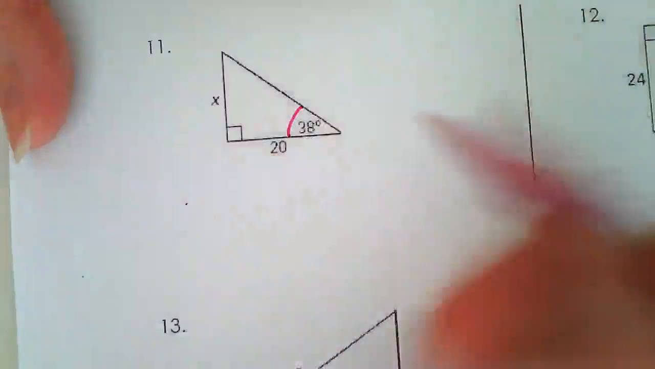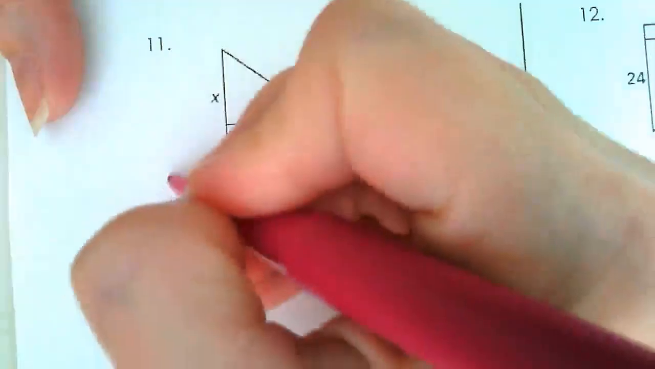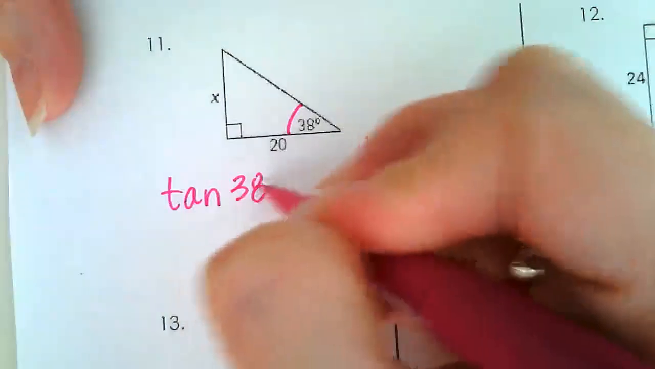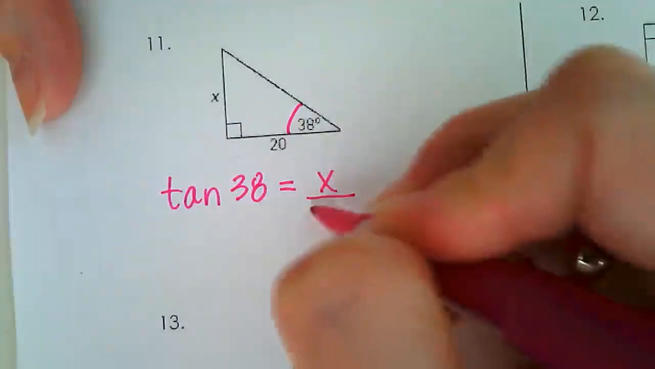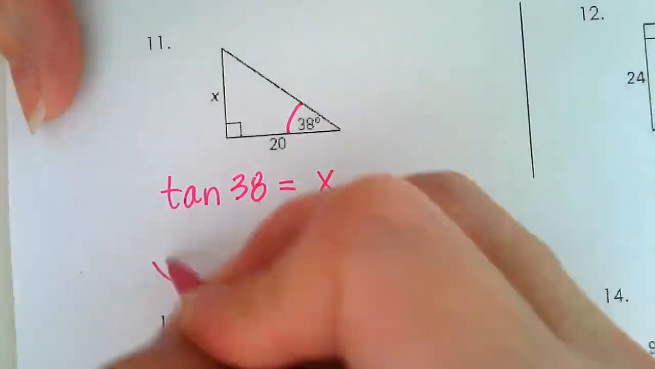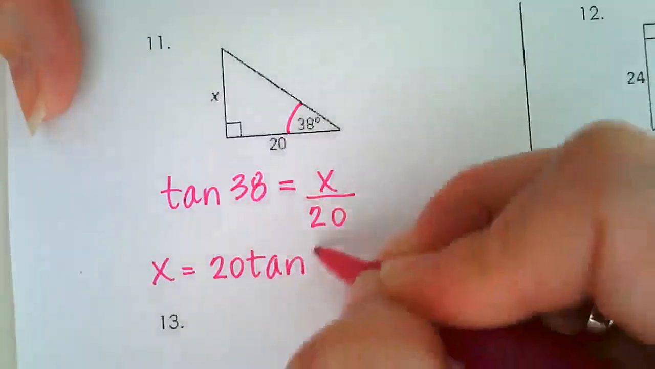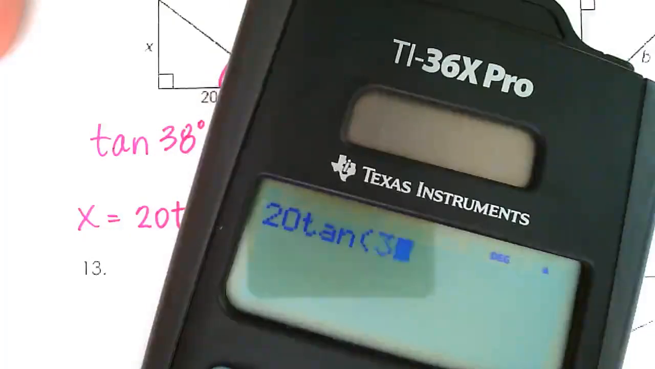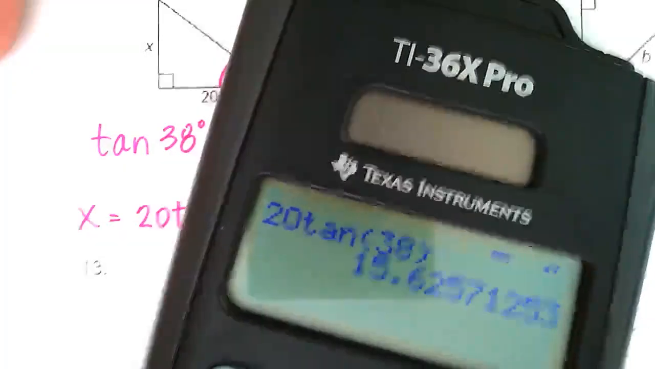All right, next up. From this angle right here, I have opposite and adjacent, which means tangent. But this time, I'm back to the earlier ones. I know the angle. So tangent of 38 is opposite over adjacent, which would be x over 20. So in the calculator, I need to do 20 times the tangent of 38. All right, 20 tangent 38 is 15.6.